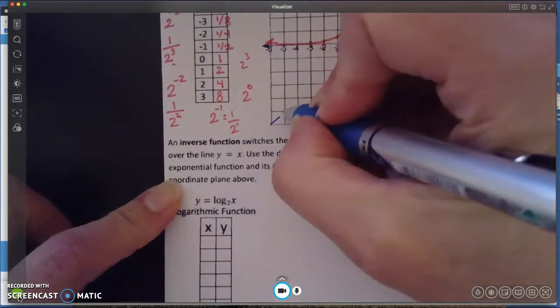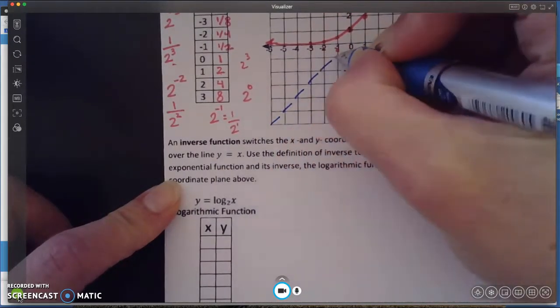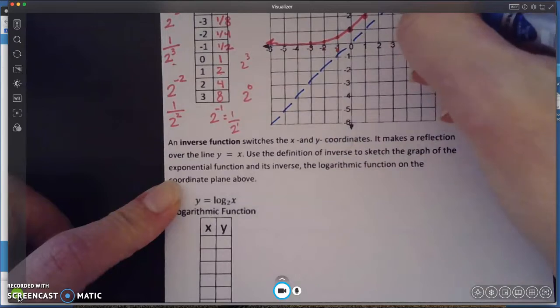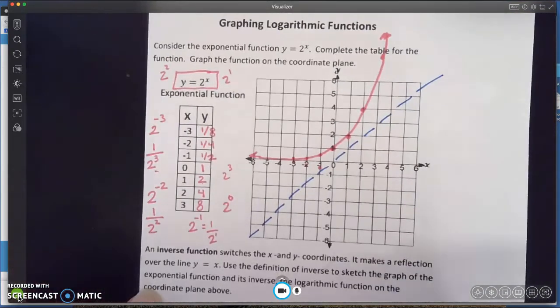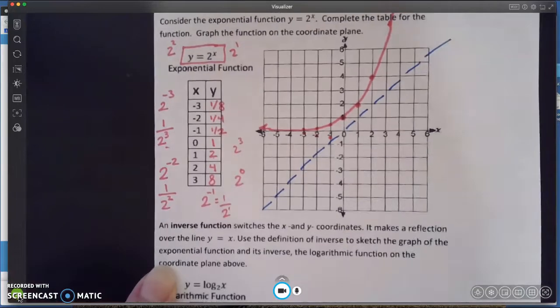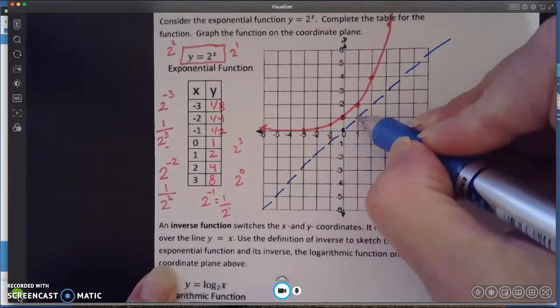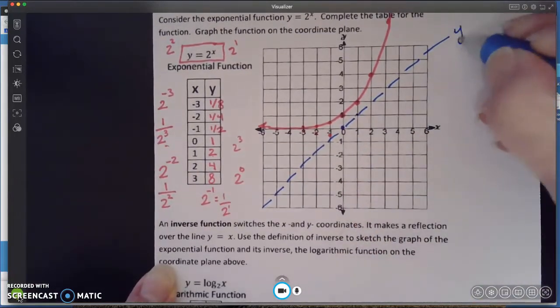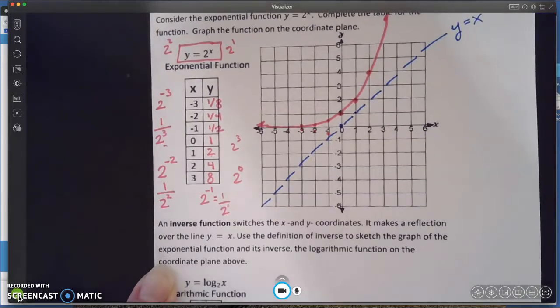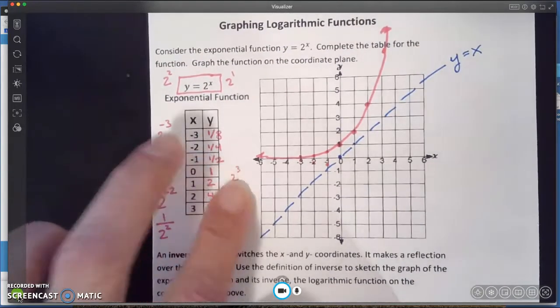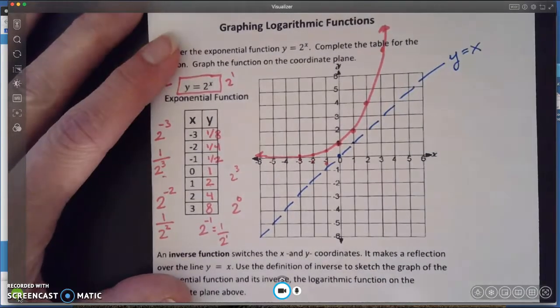So you guys did a whole handout about reflecting the graphs. I didn't do a very good one, but that's our line y equals x through the origin and through the point 1, 1. So I'm just making it y equals x. Okay, it says use the definition of inverse to sketch the graph of the exponential function and its inverse, the logarithmic function. Okay, so all I have to do is switch these values and there's my inverse.